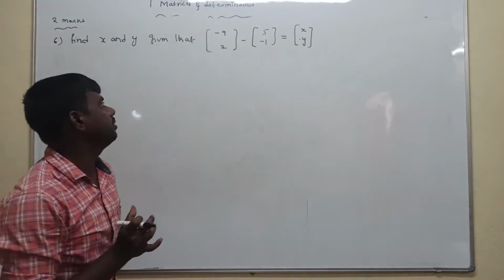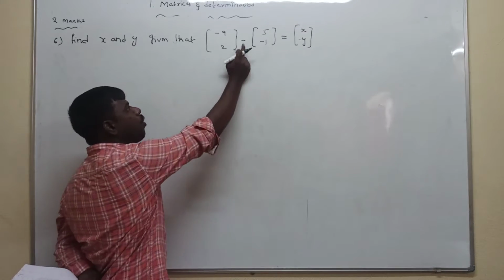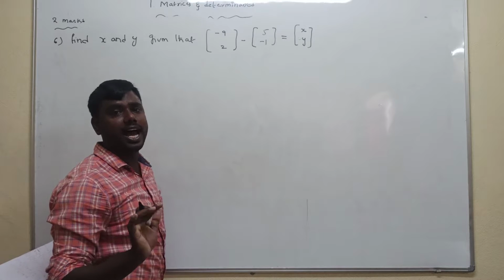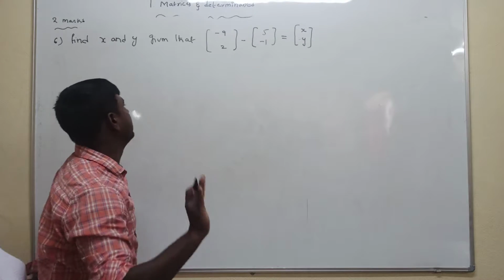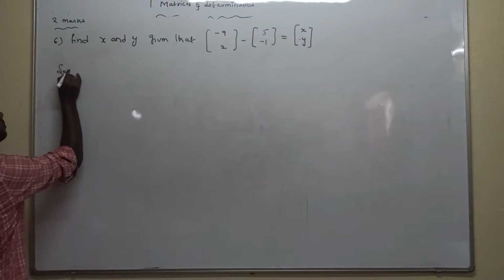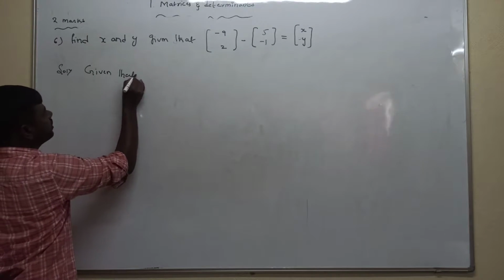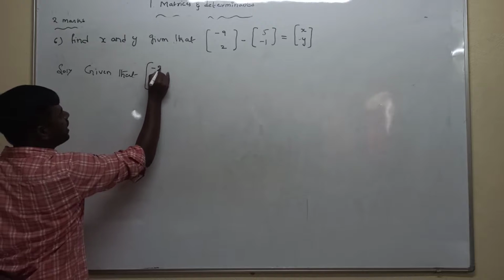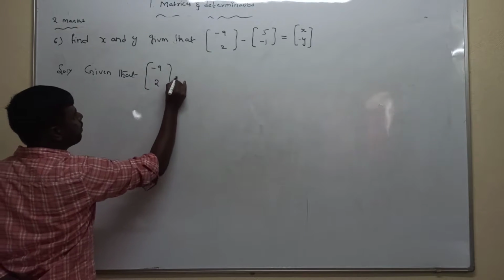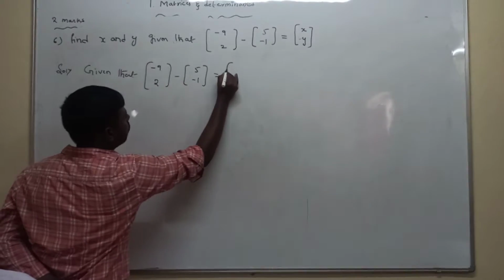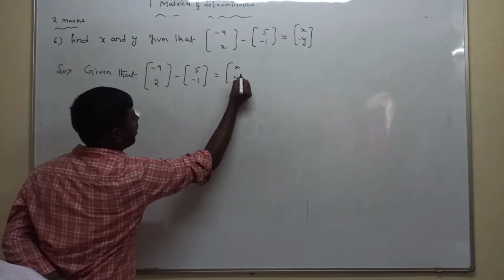Observe in this question, on the left hand side, what is the symbol given here? Negative means we are subtracting the corresponding elements. Solution: given that the given matrix minus 9, 2, minus 5, minus 1 is equal to x, y.